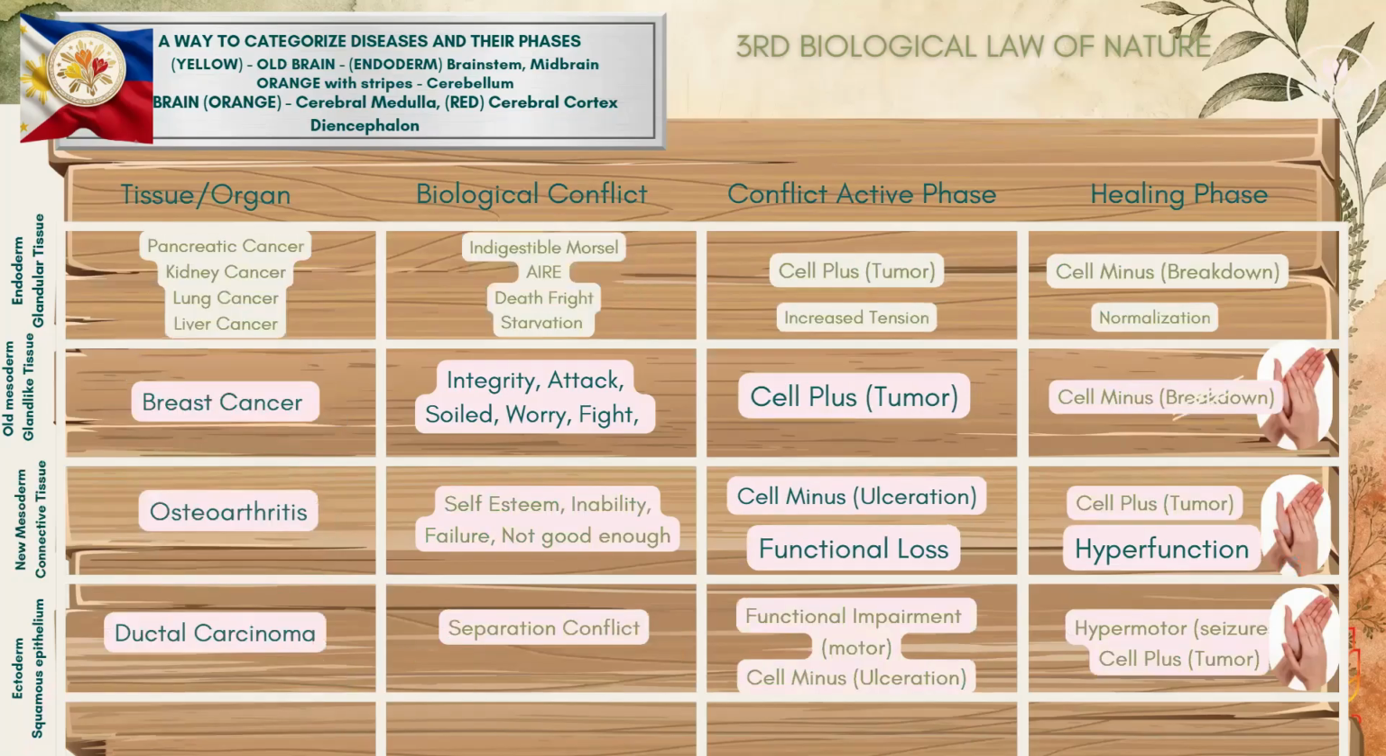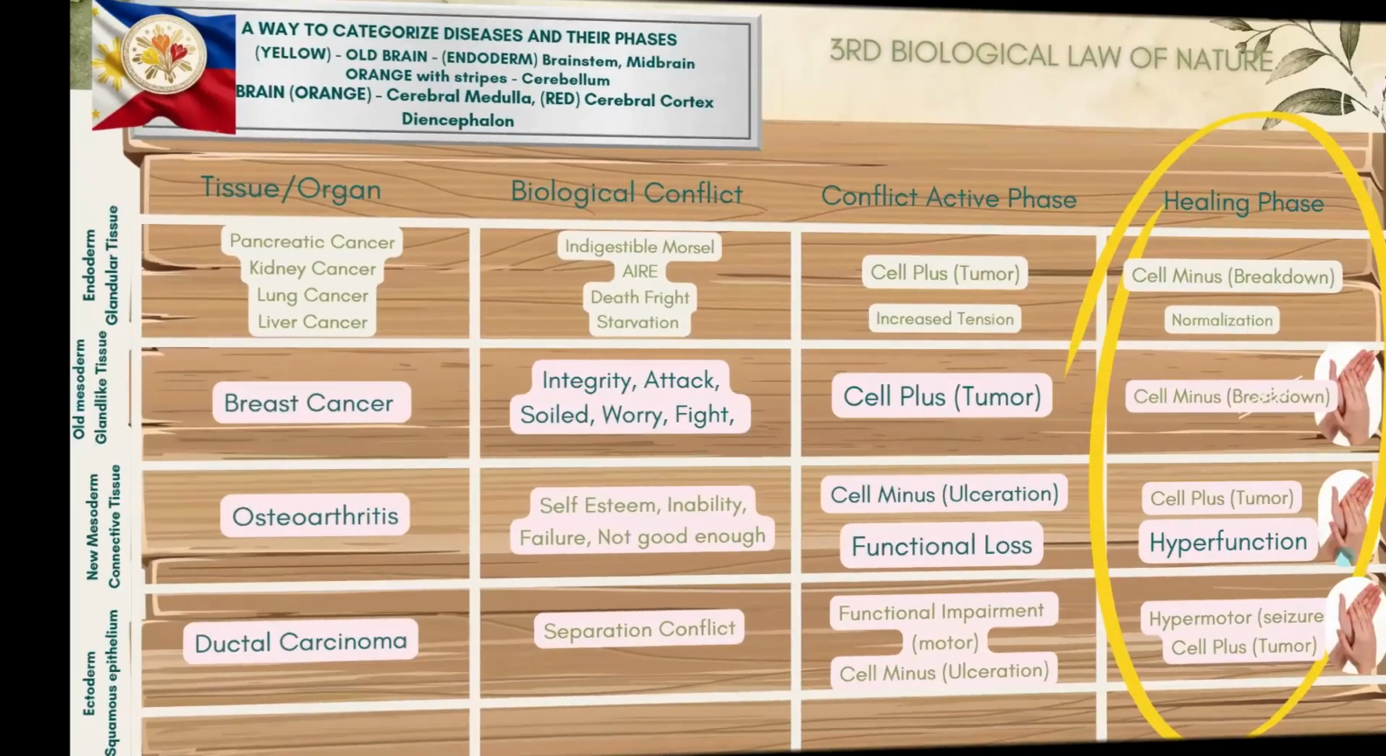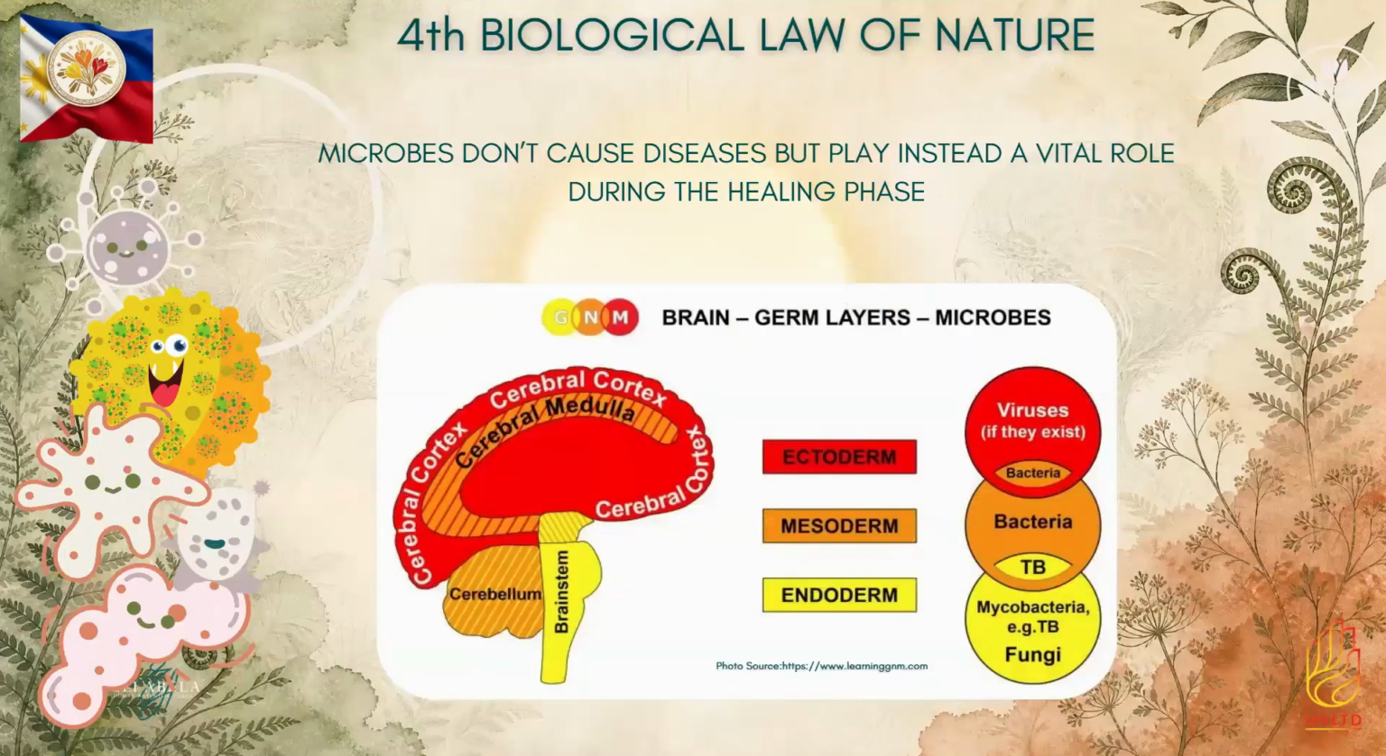And now let's take a look at the healing phase and what healing means and who does the healing. The fourth biological law of nature outlines the role of microbes in healing, showing their crucial role as natural surgeons. Unlike traditional surgery, where damage to nerves can cause complications like incontinence or impotence, microbes degrade inactive tumors, such as in prostate cancer, for example, without harming surrounding tissues or nerves.